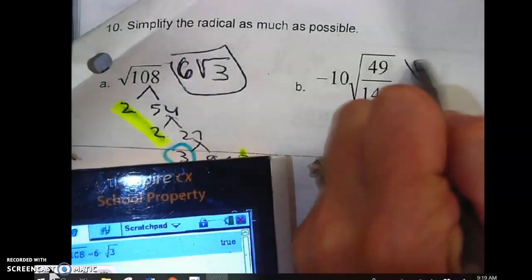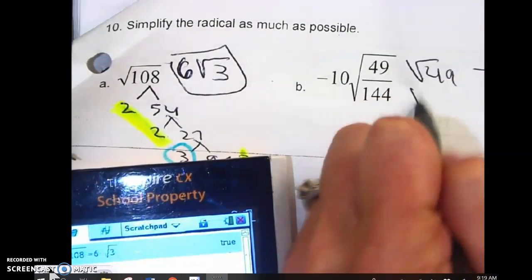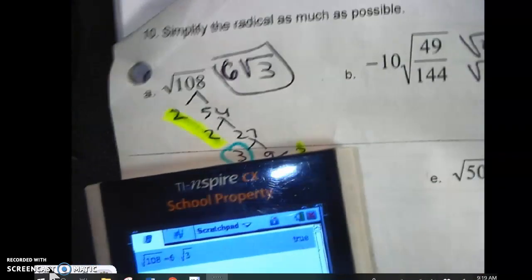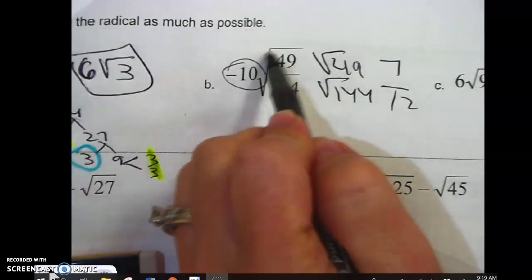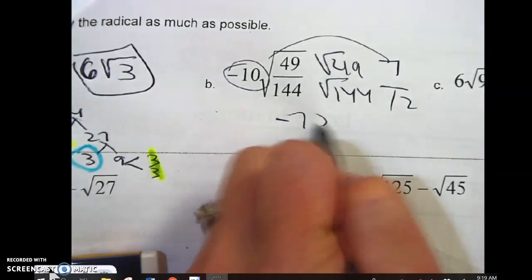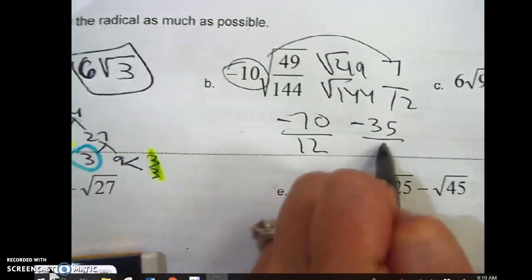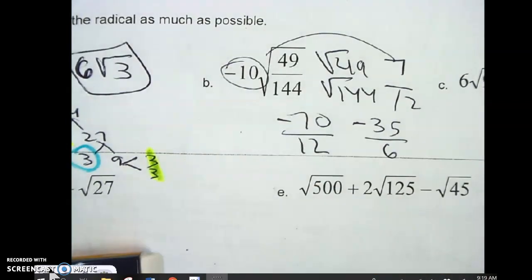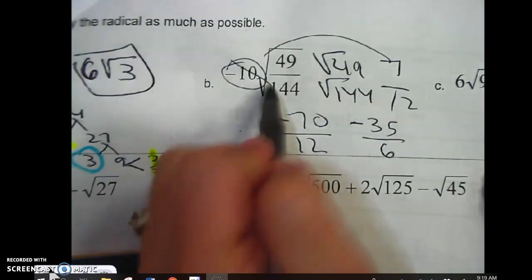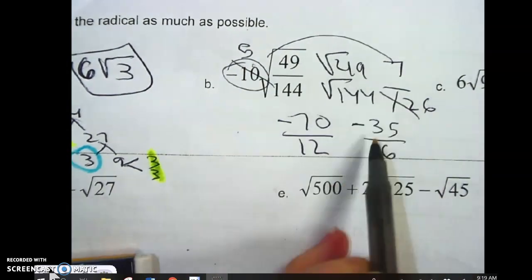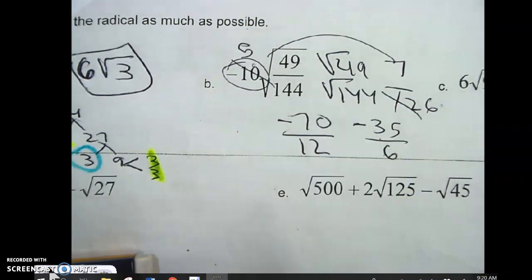The square root of 49 is 7. The square root of 144 is 12. Sorry, let me move that over a little bit, okay? And then now I'm going to, two options. I can go negative 10 times 7, which is negative 70 over 12, divide by 2, negative 35 over 6. Now, another thing I can do is I can go 10 goes into 12, 5, 6. 5 times 7 is 35, and then the 6 on the bottom.